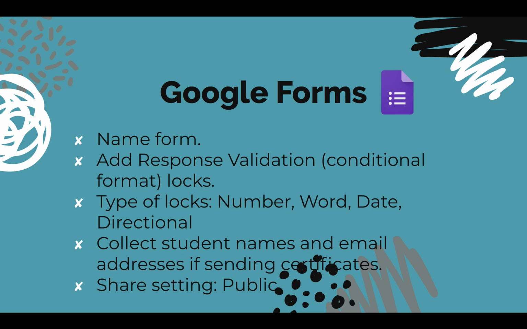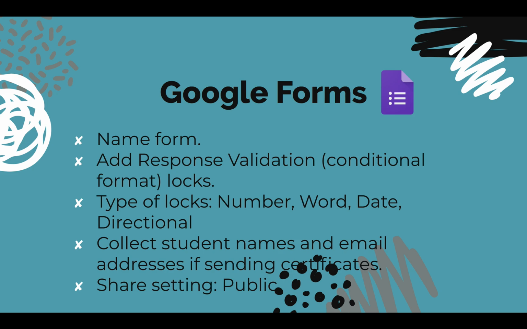All right, so let's start with Google Forms. We're using Google Forms as our digital locks. So you want to open Google Forms and name that form. What makes the digital locks is when you add the response validation. So this is the conditional formatting for the locks. So you can specify exactly what it would take to unlock that particular lock.